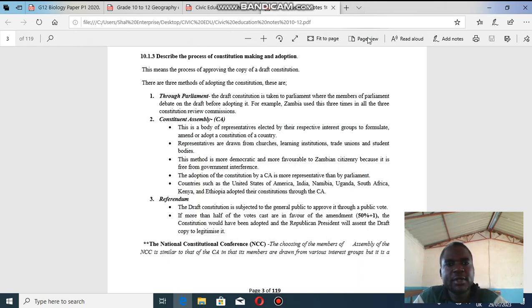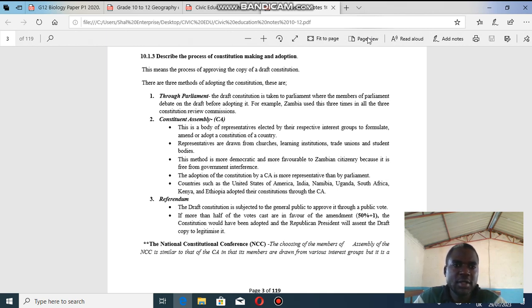We talked about the parts of the Zambian constitution. We talked about what a constitution is. So we need now to look at the importance of the constitution, types of constitutions. Now we need to look at the process of making the constitution and adopting it finally so that it becomes the law of the land.